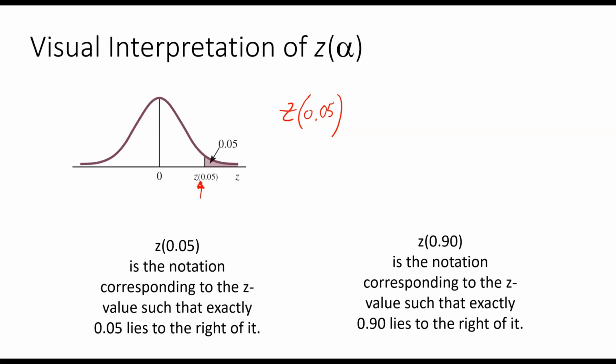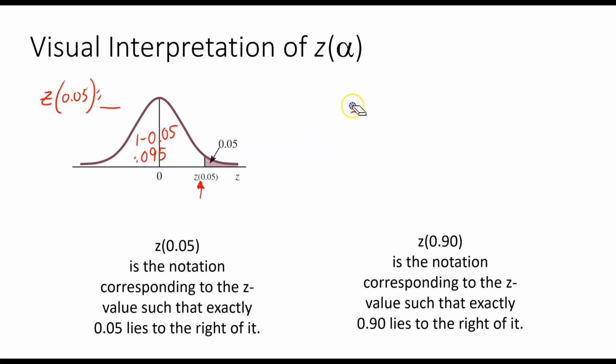We could find this by looking in table 3. Now, if it has 0.05 to its right, then it must have 1 minus 0.05 to its left, which is 0.95. So if we looked up 0.95 in table 3 and found the corresponding Z-score, we would have what that is equal to. Okay?